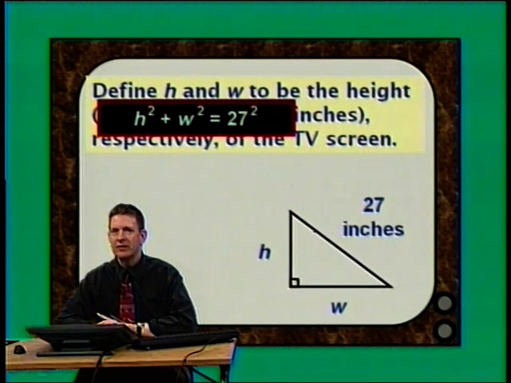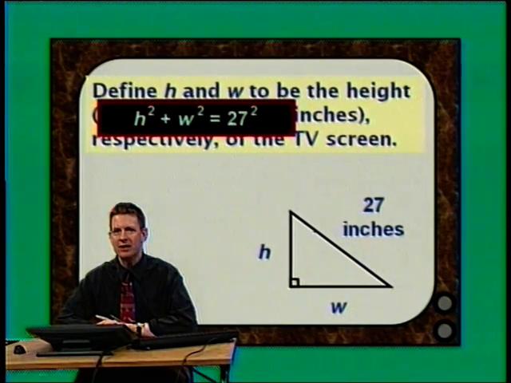And the problem is, it wouldn't matter whether I solved for h or solved for w. I'd have a variable in my solution. If I solved for h, my formula would still have a w. And if I solved for w, my formula would still have an h. So what I need to do next is eliminate one of the variables from this equation.